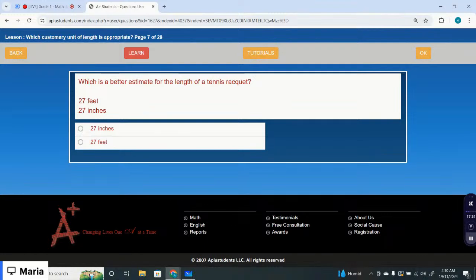The correct option is 27 inches. 27 feet is too long for the length of the racket, okay? You can complete the lesson by yourself later today. Let me just move on to the next lesson.